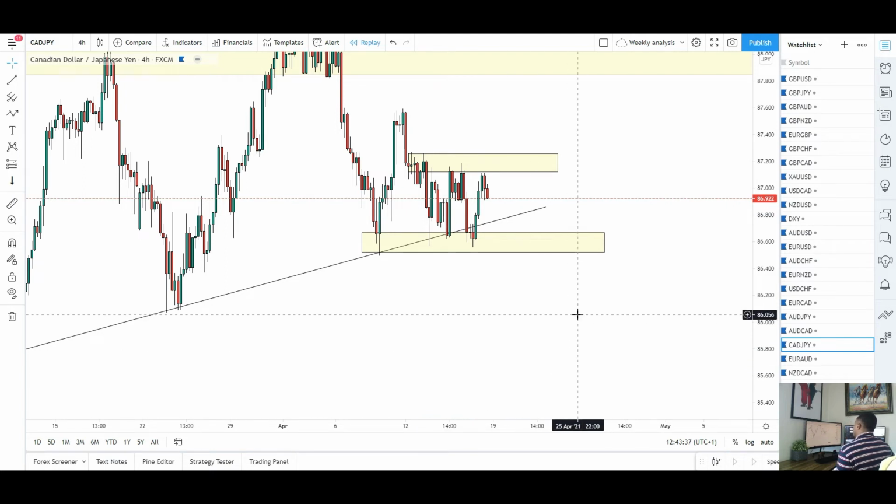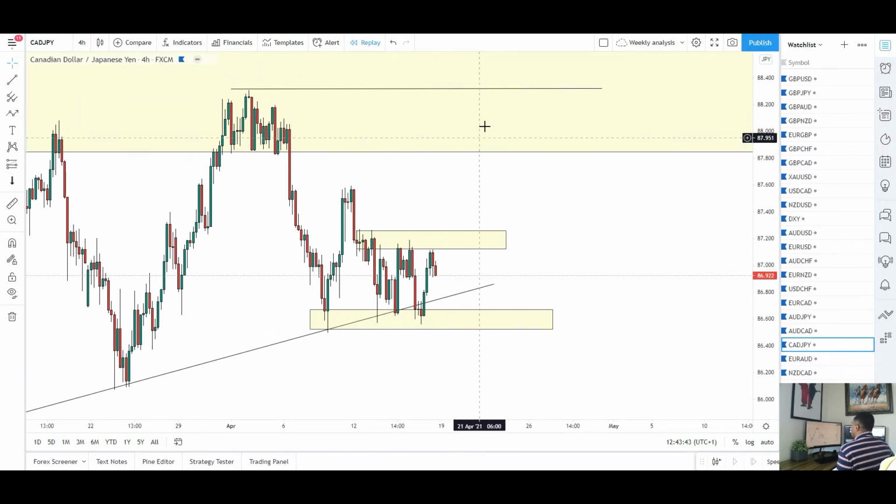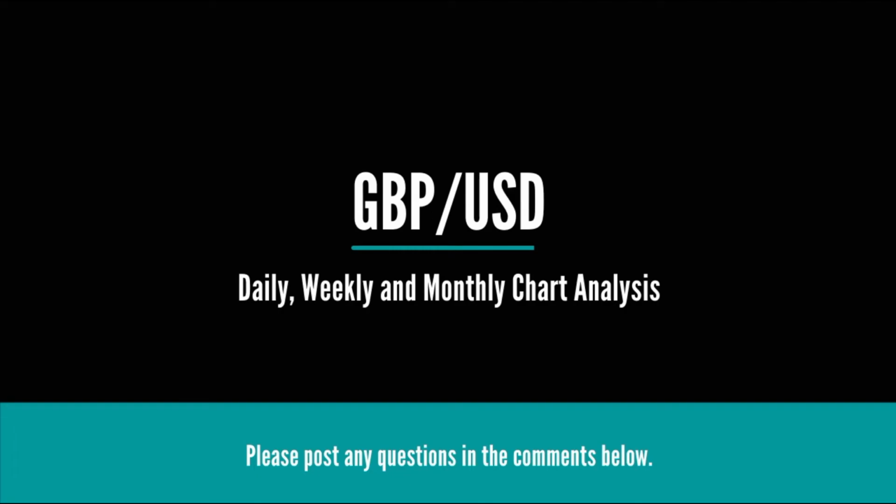However, I'm favoring the move to the upside rather than the downside, since we're having such a hard time breaking through this trend line and breaking through that support. I do feel like we'll probably even see some new highs, not next week, maybe the week after, for CAD JPY. Up next is GBP USD.